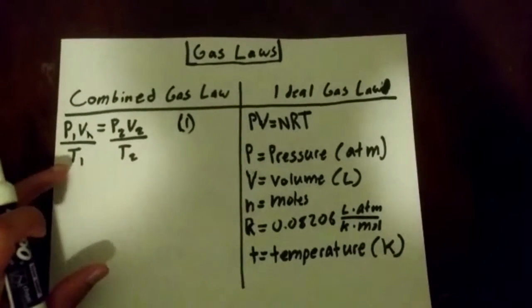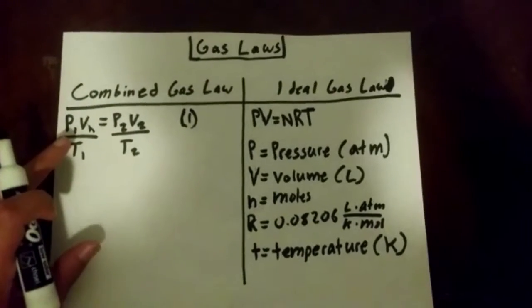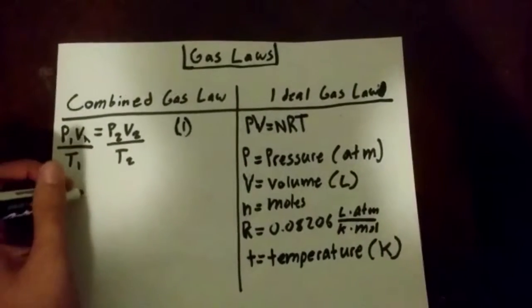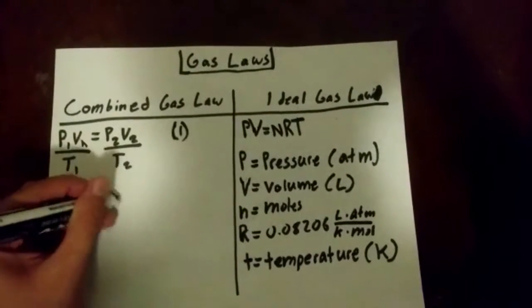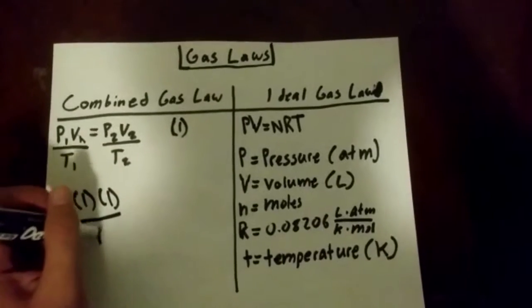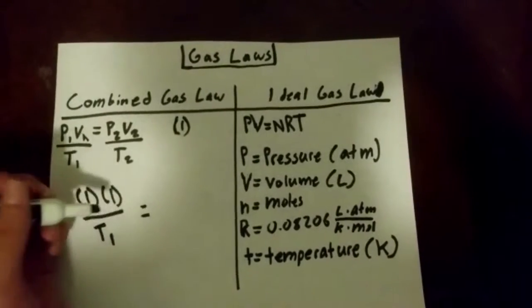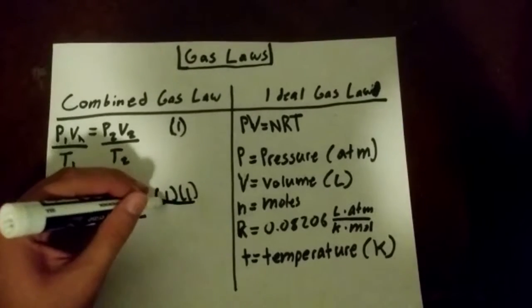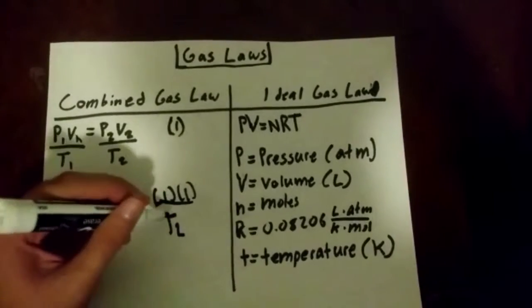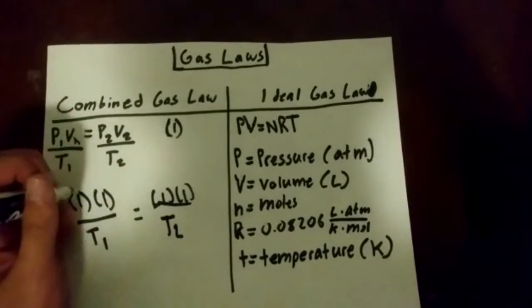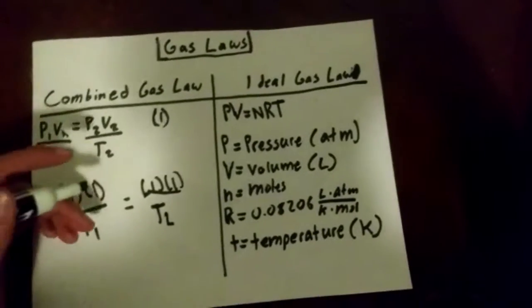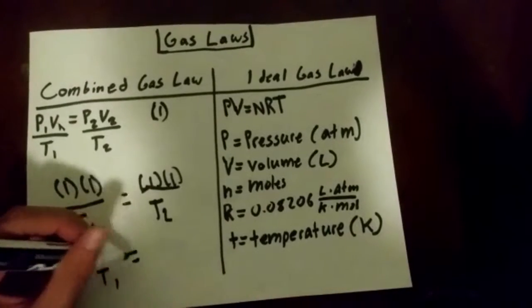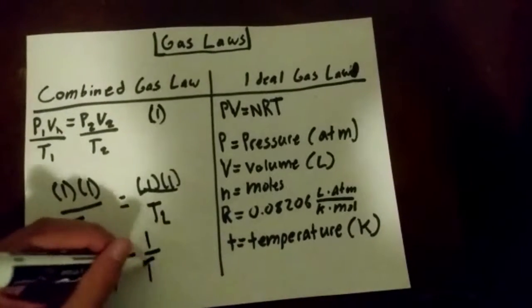So for example, if Mr. Chumley doesn't give you pressure or volume, and he just gives you 2 temperatures, you know to do 1 times 1 over T1 equals 1 times 1 over T2. Again, this is just an example. 1 times 1 is 1. 1 times 1 is 1. So it'll just be 1 over T1 equals 1 over T2.